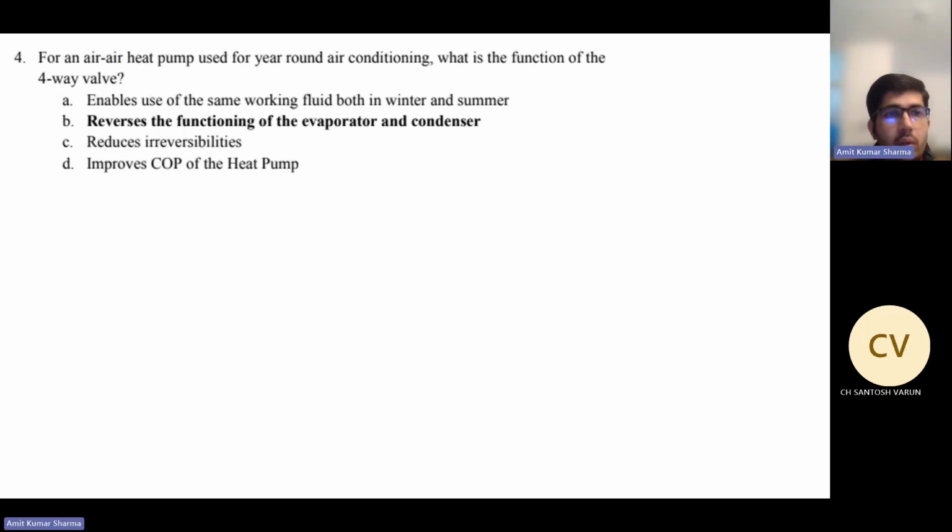So number 4. For an air heat pump used for year-round air conditioning, what is the function of four-way valve? So try to remember about four-way valve. What's the main function of this? Option A enables use of the same working fluid both in winter and summer. Option B, reverse the functioning of evaporator and condenser. Option C, reduce irreversibilities. Option D, improve COP of the heat pump. Try to remember about the class discussion or notes. Let me know the answer.